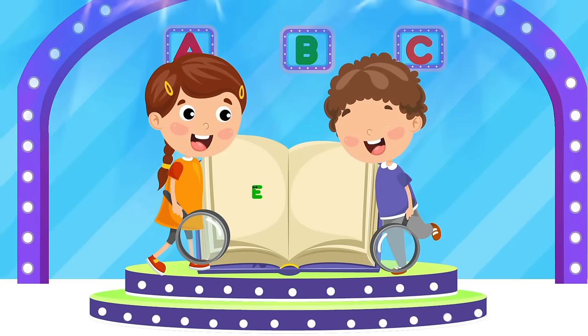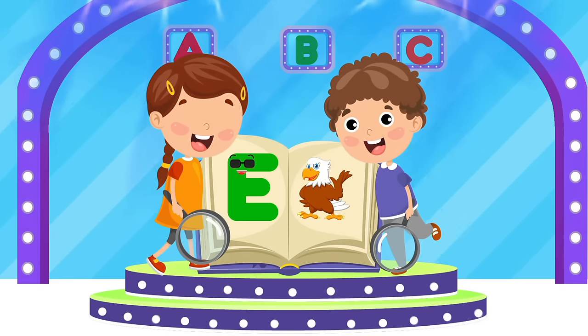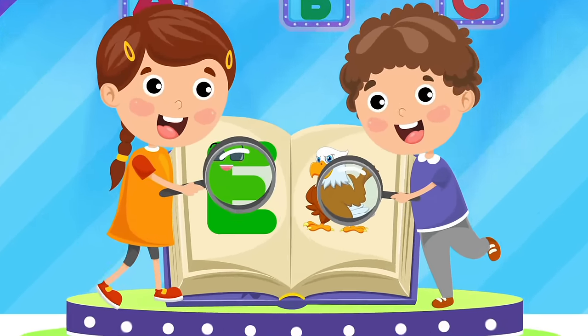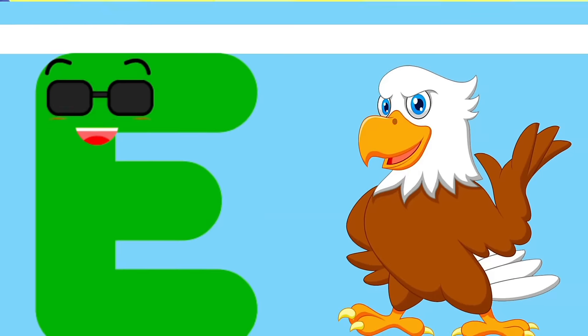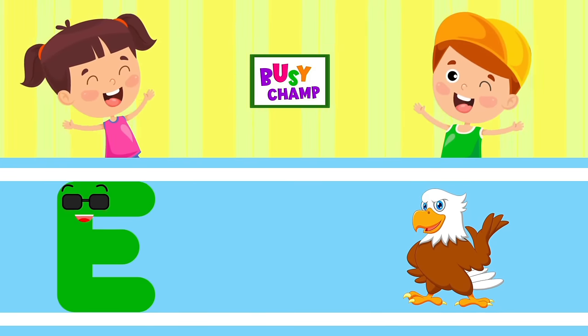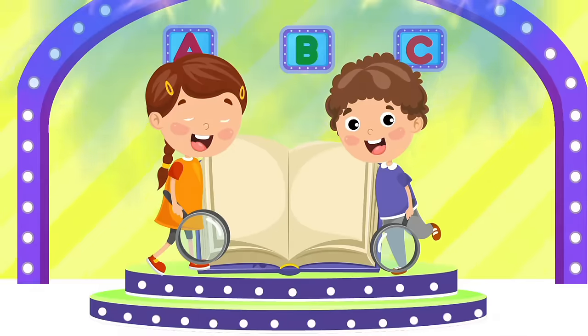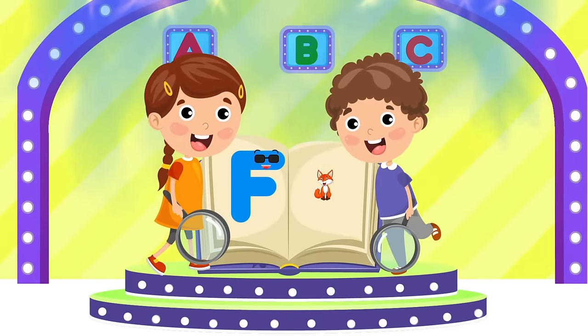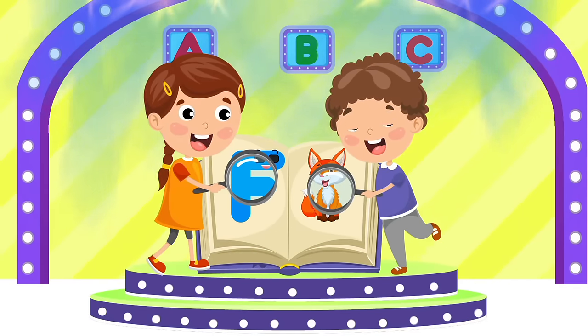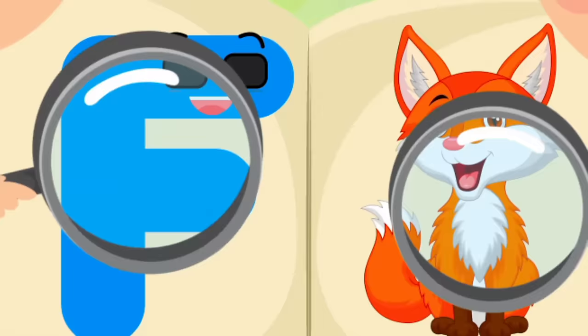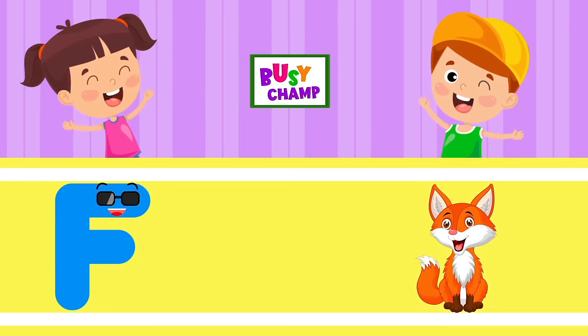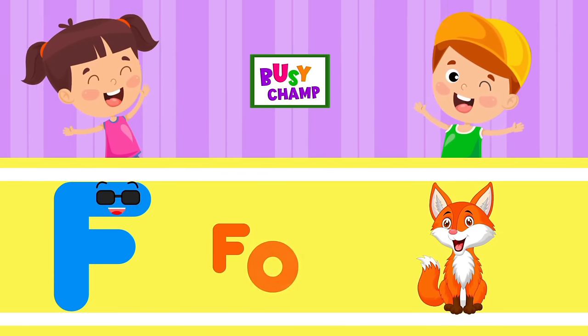Here comes the alphabet E. Eagle. Eagle starts with E. It's alphabet F. Fox. Fox starts with F.